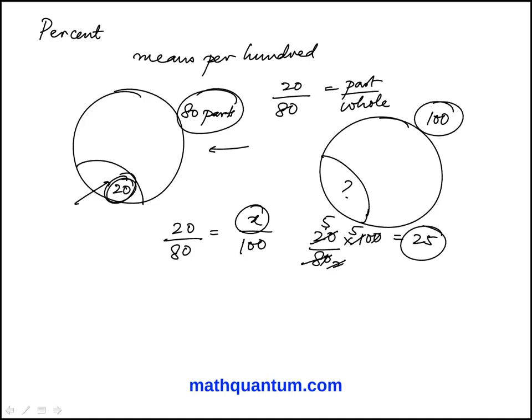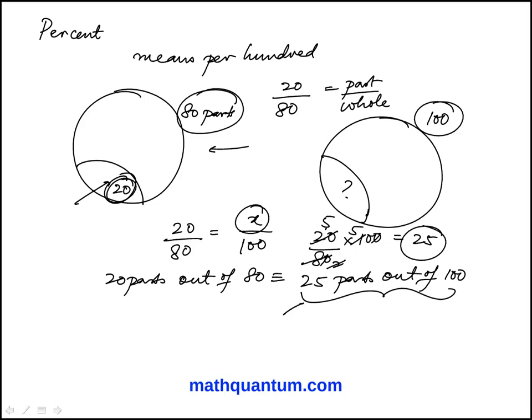So what we're saying is 20 parts out of 80 is equivalent to 25 parts out of 100. And another way of saying this is that 20 parts out of a whole of 80 is the same as 25%, because that word really just means per 100. So essentially what we're doing is we're using the same base. The whole is always 100 to write what that amount would correspond to.